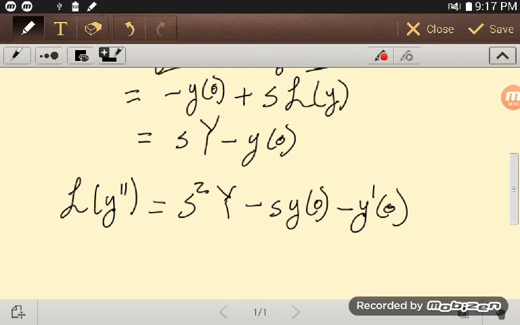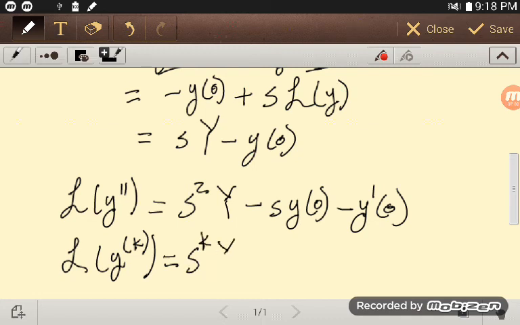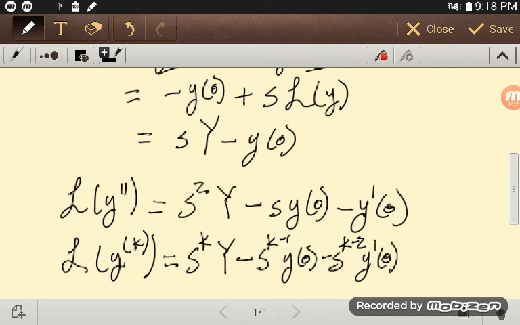It just keeps going up. If I had the Laplace transform of y, and now I'm going to put this k in parentheses, which means it's a derivative, not a power, then the pattern is we have s to the k times the Laplace transform of y, and then minus all these derivatives and the function itself, so we have s to the k minus 1, y of 0, s to the k minus 2, y prime of 0, and we're just going to keep going until we finally get down to minus y, the k minus first derivative at 0.